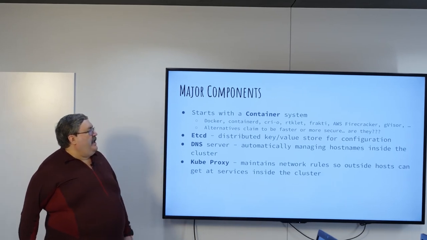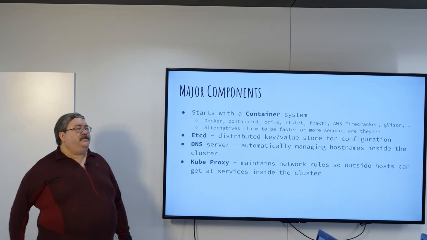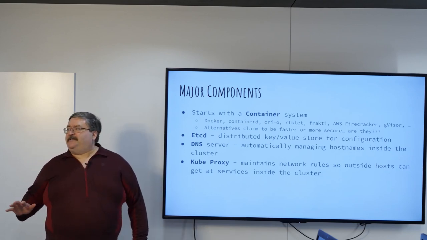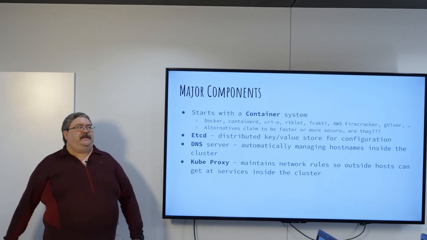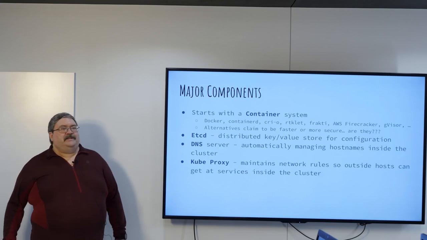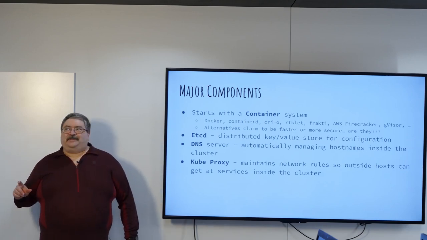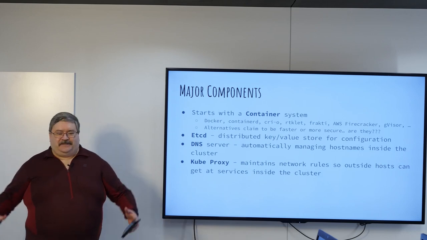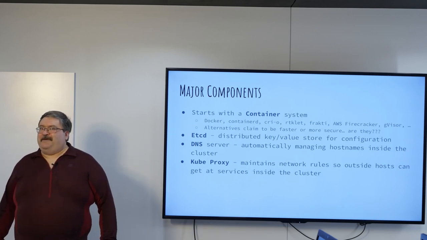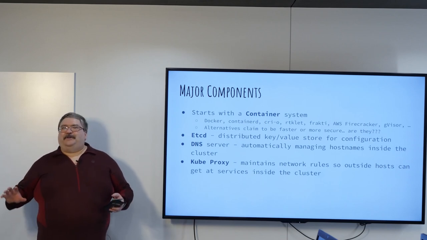There's a DNS server. This automatically manages host names because you're going to have a zillion kubelets running along, and each one of them is going to have IP addresses, and you don't want to remember IP addresses. You want to point to DNS names for your services. So the DNS service automatically provisions DNS for you inside a kube. There's a kube proxy because you probably want your service to be accessible from somewhere outside of Kubernetes. If it's just inwards facing, then the Borg cubes don't need to talk to anybody, but actually they sometimes do. So a kube proxy sets up the network rules so that your wonderful service is accessible.